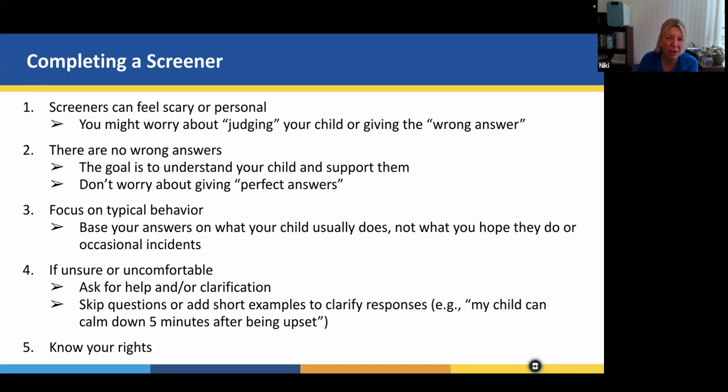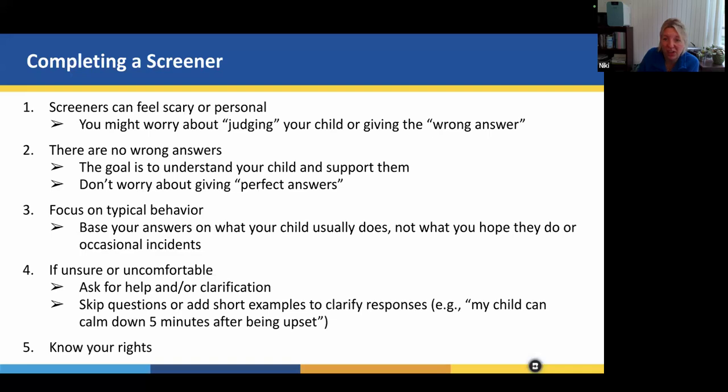And then if you're unsure or uncomfortable, skip a question. You don't have to. You are not liable to answer every single question. You're not going to get a bad grade on the screener if you skip a question. You can ask for clarification. I oftentimes had parents write a question next to an item on a screener, so feel free to do that.